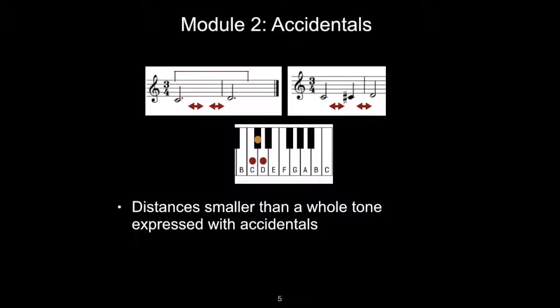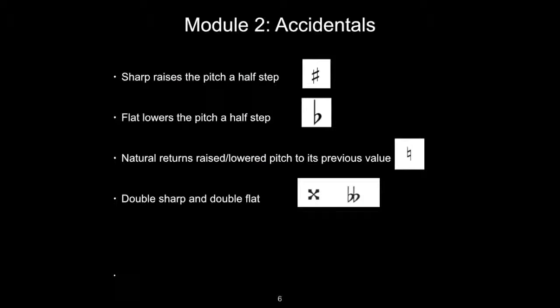These distances are, in staff notation, expressed through symbols called accidentals. There are 3 types of accidentals according to their purpose. The first one shown here raises the pitch half a step and is called a sharp. The second one lowers the pitch half a step and is called a flat. The third one returns the pitch to its previous value before it was raised or lowered and is called a natural.